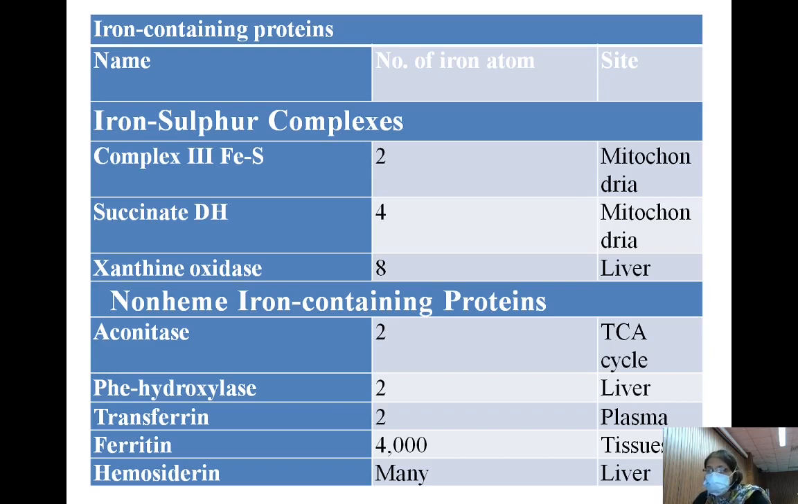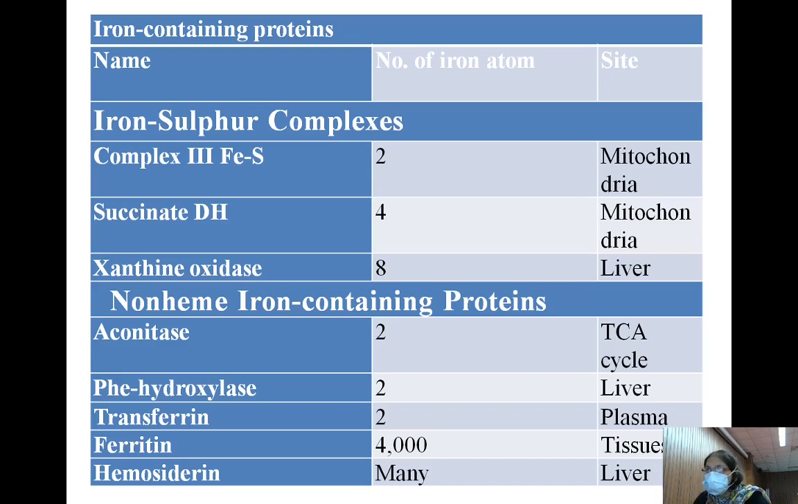Transferrin is an iron carrier protein. Each molecule of transferrin can combine 2 ferric iron, so the maximum iron in each molecule of transferrin is 2. It is an important transporter of iron, present in the blood plasma.